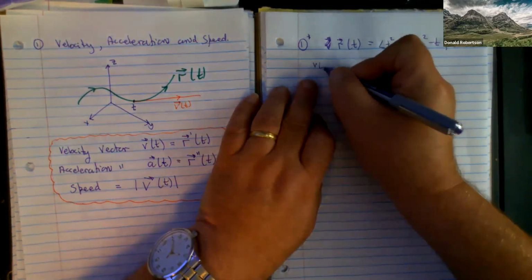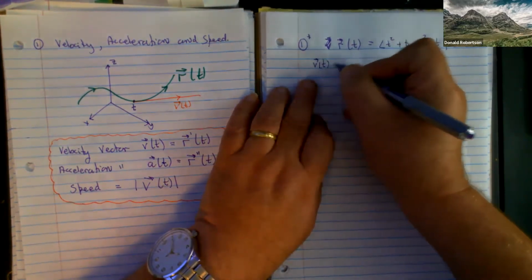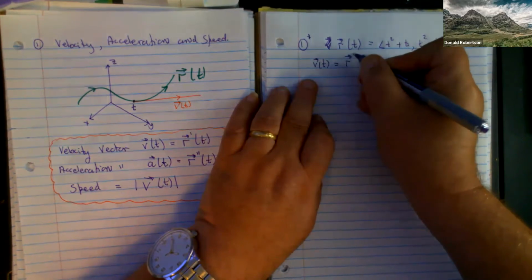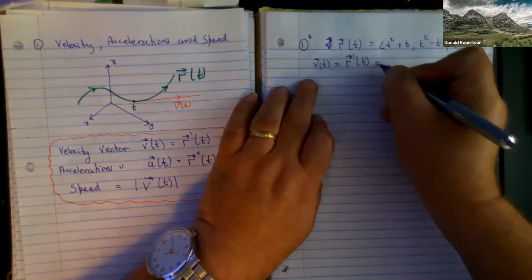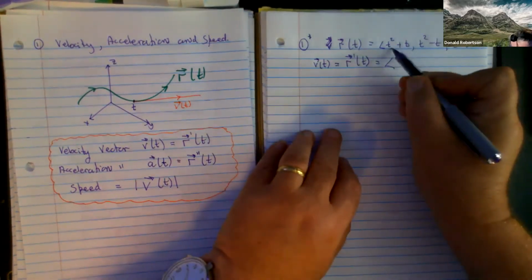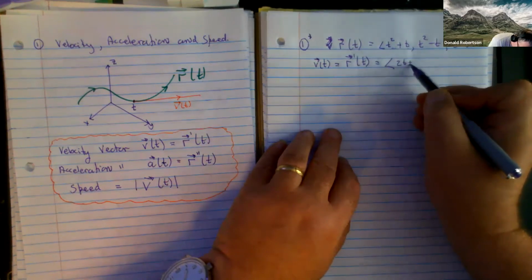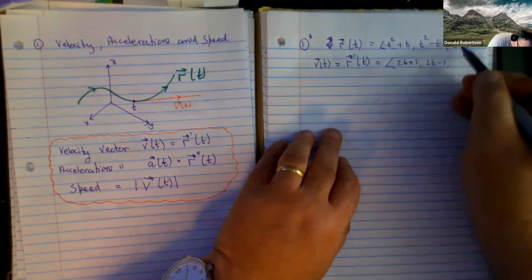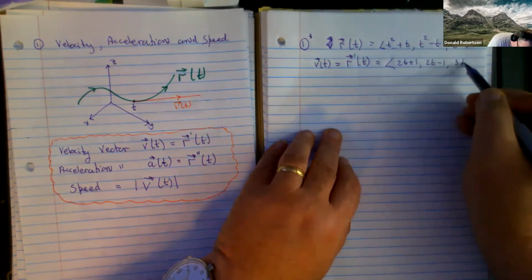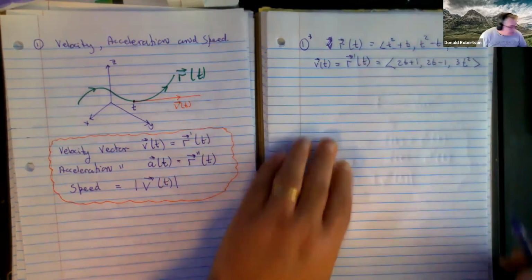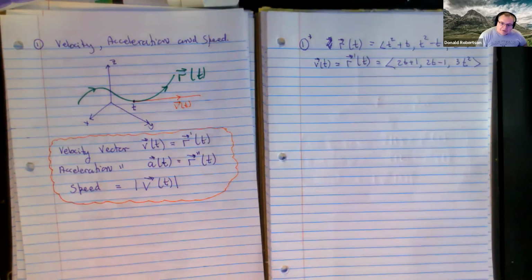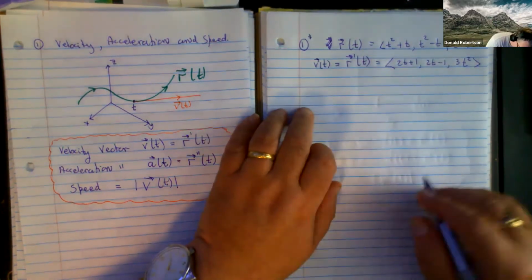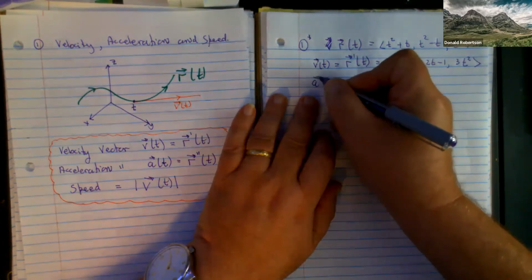So let's get velocity first. Well, it's the first derivative. And that's the easy one, right? Differentiate t squared plus t, you get 2t plus 1. Differentiate t squared take away t, you get 2t take away 1. Differentiate t cubed, you get 3t squared. Everybody's happy. Now, that's it. That's velocity finished.